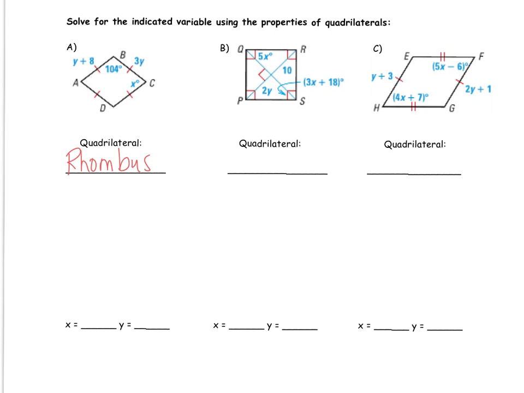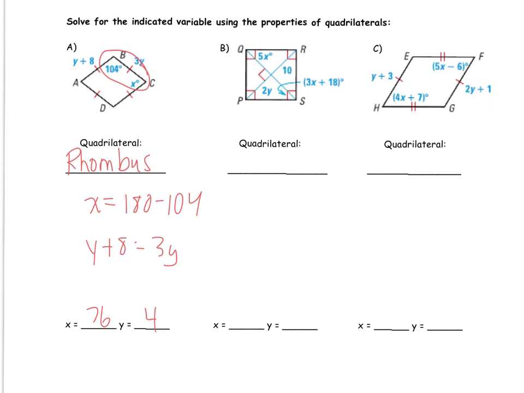Okay. 180 minus 104, because remember, since a rhombus is a parallelogram, your consecutive angles are supplementary, so therefore x is going to equal 76. Okay? What about y? Hint, hint, hint, tick, tick. Zoe? Set them equal to each other. So y plus 8 equals 3y. What does y equal? 4. Okay? B.